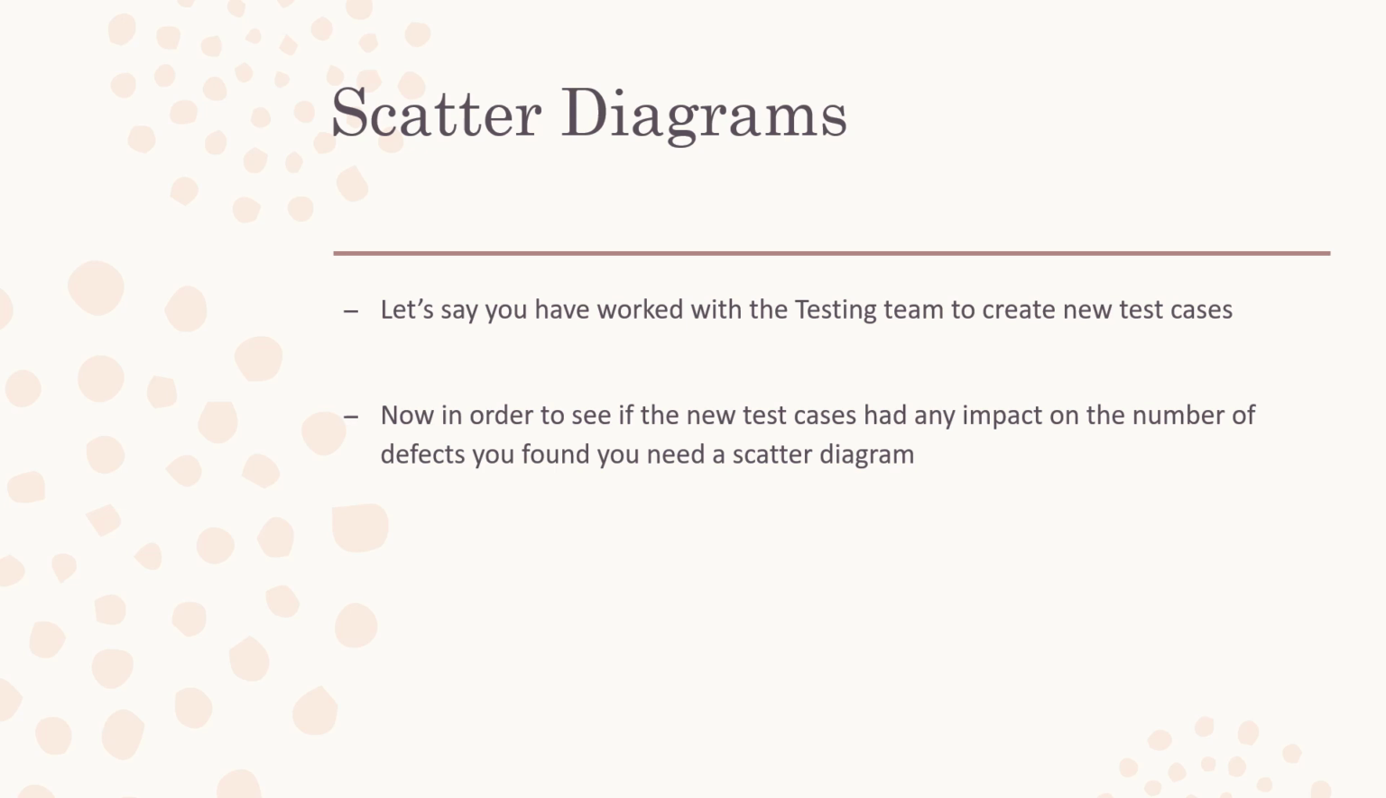Because at one end, you have new test cases, and on the other hand, you have the impact on the defects found, how many defects are found. So you have two different numbers here. So there's an example on the next slide about scatter diagram, which is going to show you the relationship, if there is any, between these two cases.